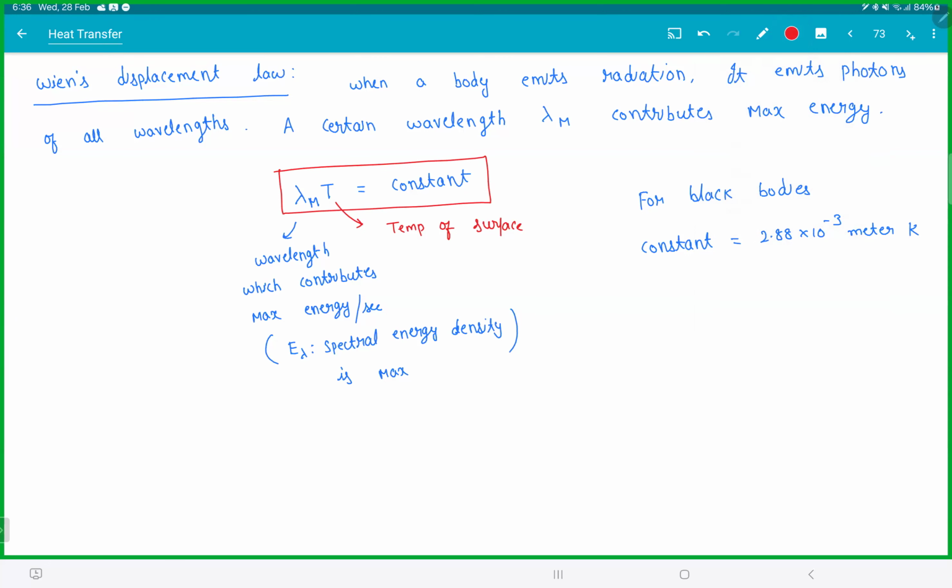Let's see what it means exactly. What this is telling you is, if the temperature of the body is high, then the wavelength emitted will be least. Meaning as the temperature of the body becomes higher and higher, you start emitting higher energetic photons.